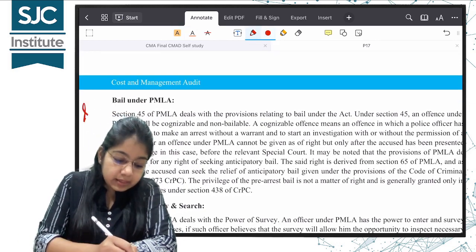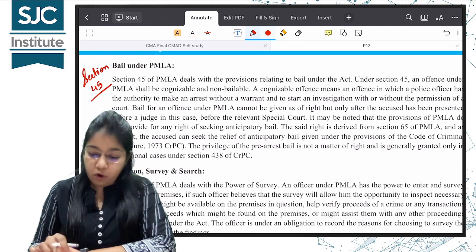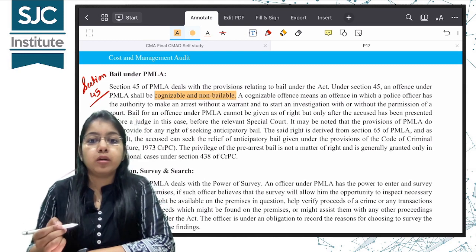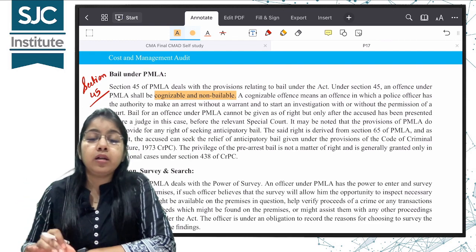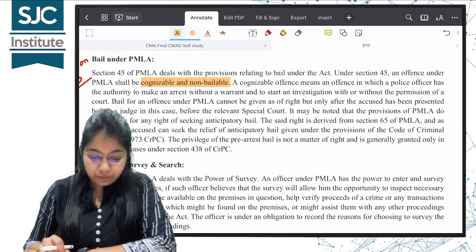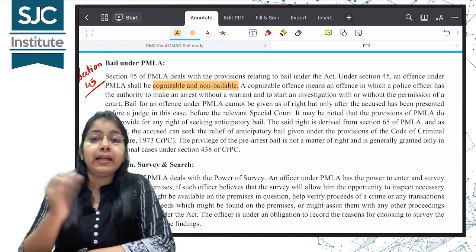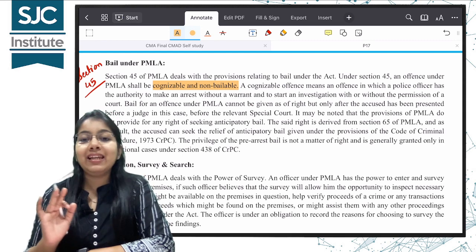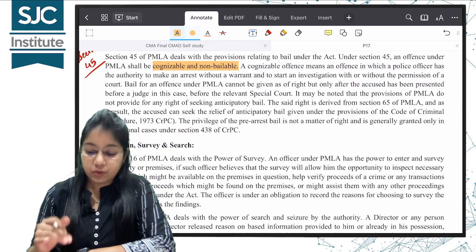Bail under PMLA is section 45. Again, all the offences under PMLA are cognizable and non-bailable. A cognizable offence means one where the police do not have to get an arrest warrant approved or take permission from the court before arresting a person. Without taking the court's permission, they can directly go and arrest. That's a cognizable offence, and it is also non-bailable. Bail cannot be granted until the special court grants it. Understood?